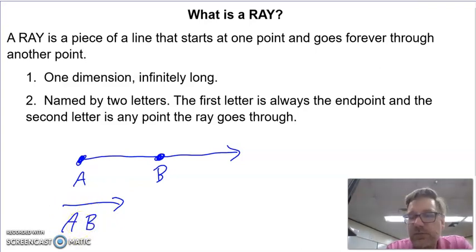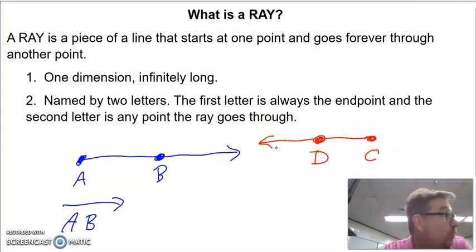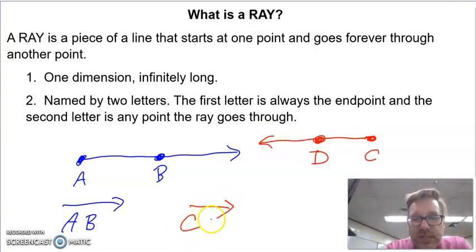If I switch it around, let's do another ray. Let's give ourselves 2 points. Let's start at C and go through D. If I go this way, now watch how I write this one. This is still going to be ray CD. Notice this arrow is still pointing to the right, even though the ray went left. That's okay. The arrow goes to the right. Start with the letter of our endpoint, which is C, go through D.